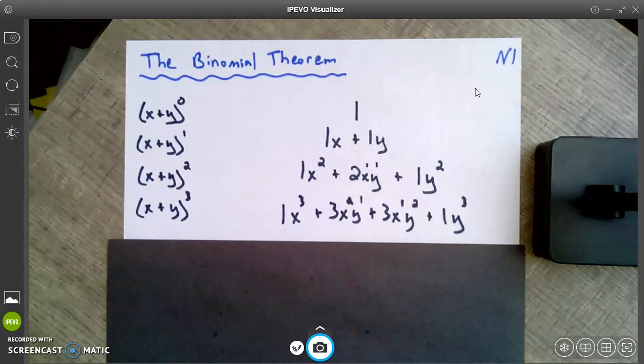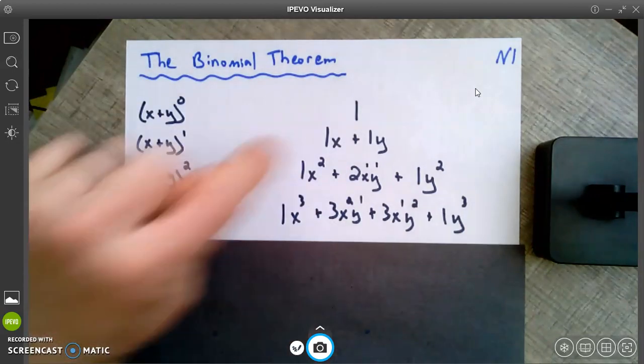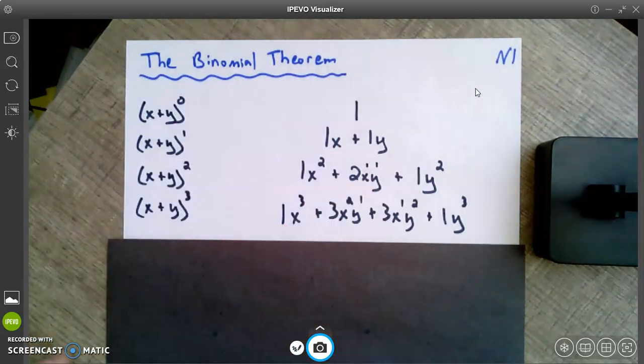Okay, we're back. Hopefully you guys hit pause, and I'm not just waiting silently looking silly, but we can see patterns. Some of the things that we can see, right? They're always going to start with 1 and end with 1 as our coefficient. 1x, 1y. 1x squared, 1y squared. 1x cubed, 1y cubed.